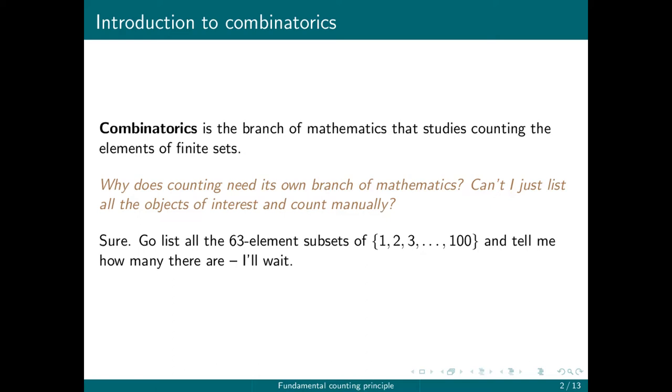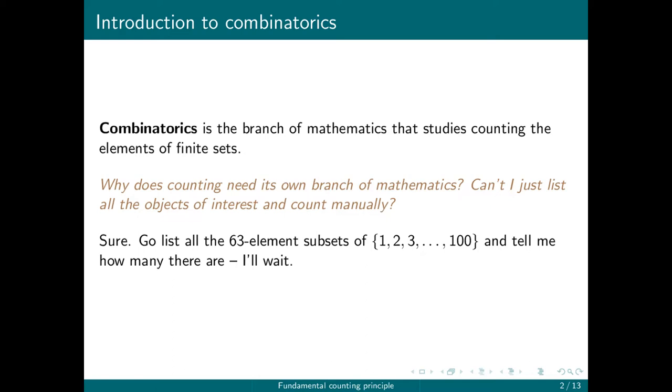And I know what you're thinking: why does counting need its own branch of mathematics? Can't I just list all the objects that I care about and count them manually? And my answer to that is, sure. Go ahead and list all the 63 element subsets of the set of integers between 1 and 100, and tell me how many there are. And if you're thinking to yourself, well, I don't want to do that, then you got the idea.